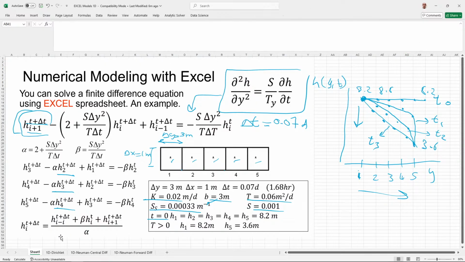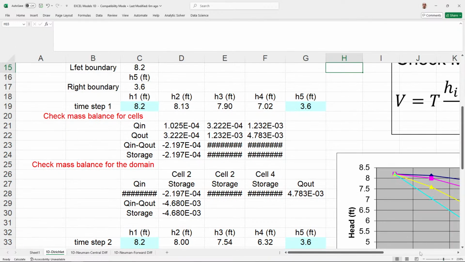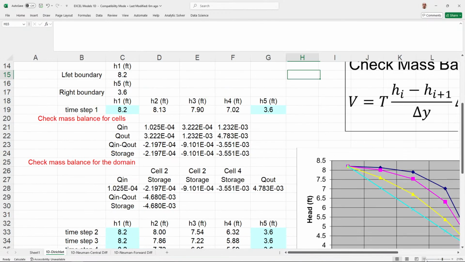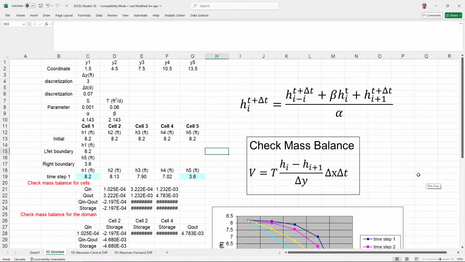I have here different boundary conditions and different finite difference methods, but again, these details are not important. I just want to show you the main idea.